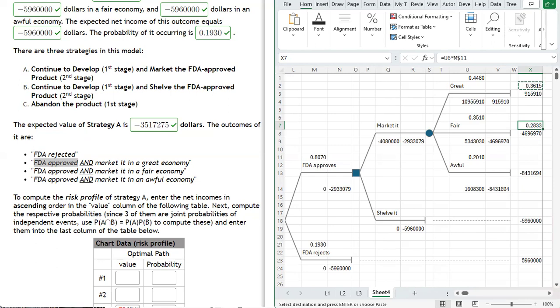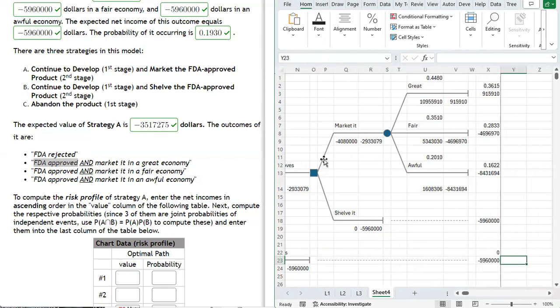The one for a fair economy and FDA approval, and the probability of an awful economy and FDA approval. And then down here, FDA rejected. Well, that's just this probability here, right? 0.1930.